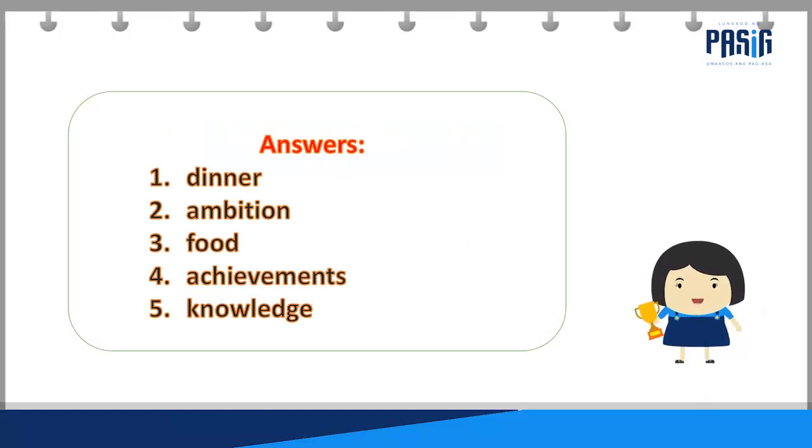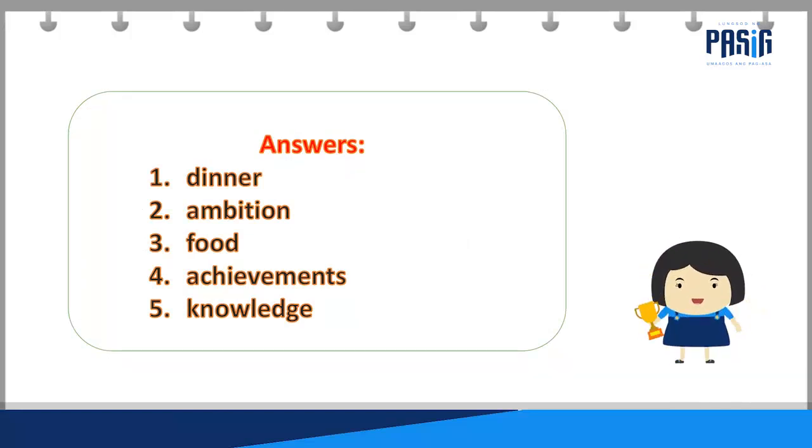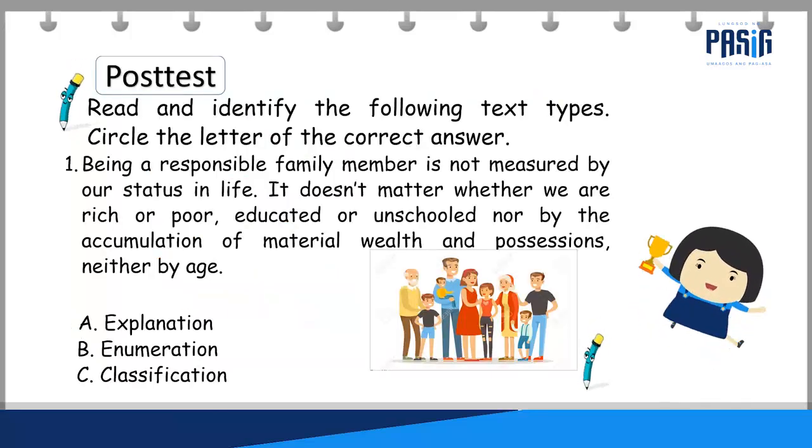Let's check the answers. Number 1. Dinner. 2. Ambition. 3. Food. 4. Achievements. 5. Knowledge. Read and identify the following text types. Circle the letter of the correct answer.